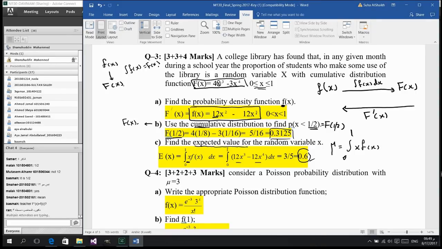Exactly. F dash, yes Basma. F dash of x is f(x), and yes, I'm recording the lecture.